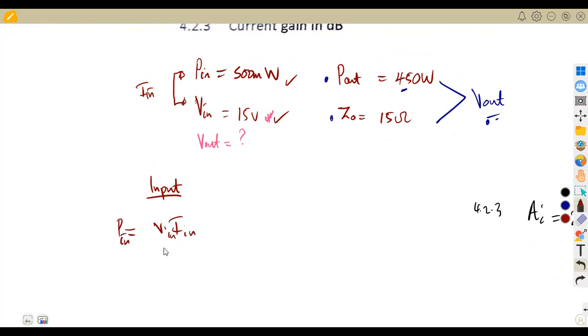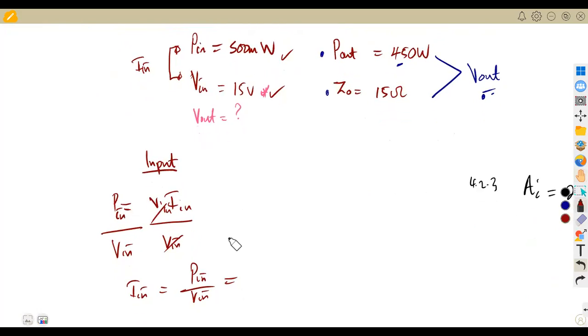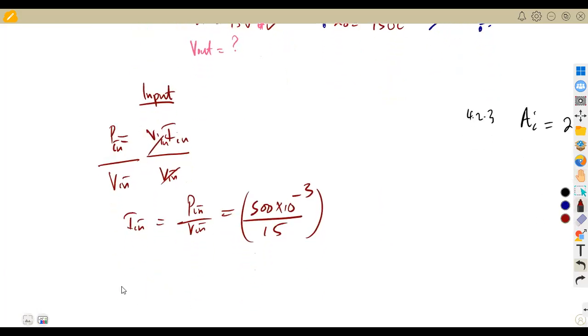So we can calculate the input current if we divide by Vin both sides. So that will cancel, and you're going to have the input current as P in over V in. All right, so let us just substitute here. The power at the input is given as 500 milliwatts, which is 500 times 10 to the exponent of -3. The voltage at the input is 15 volts in this case. So if we divide this, we are going to have the input current, which is I in, going to be 0,033 to 3 decimal places. I just rounded off to 3 decimal places.